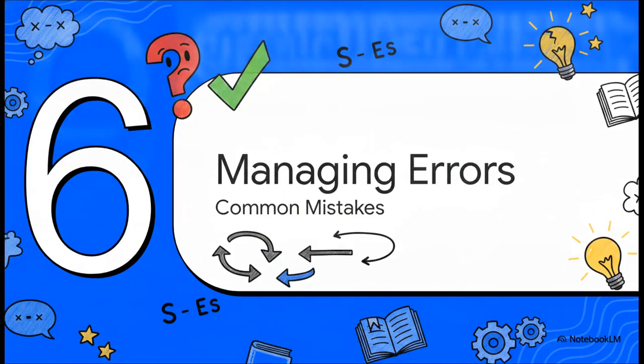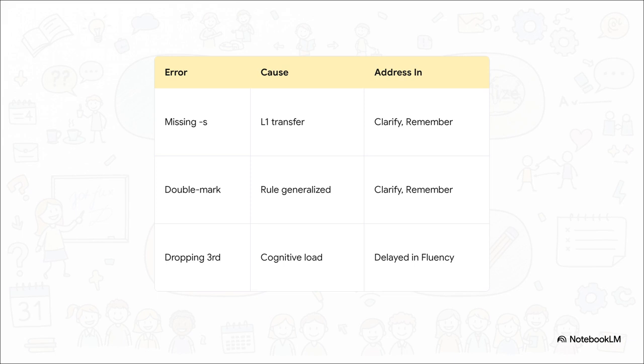And speaking of corrections, let's wrap up by looking at step 6, managing common student errors. Acknowledging the mistakes will still happen is just part of the teaching reality, but now you actually have a framework to handle them strategically. Consider this slide your ultimate cheat sheet for error management. If they're missing the S, it's likely L1 transfer, because it's a really small sound. Address this explicitly in clarify and remember, but only use delayed correction during fluency.